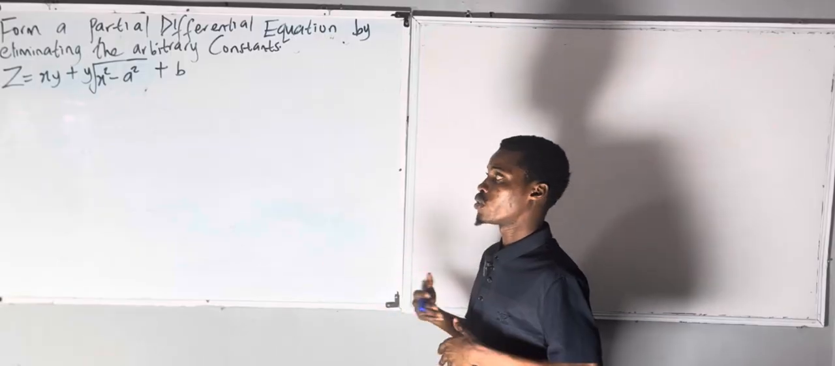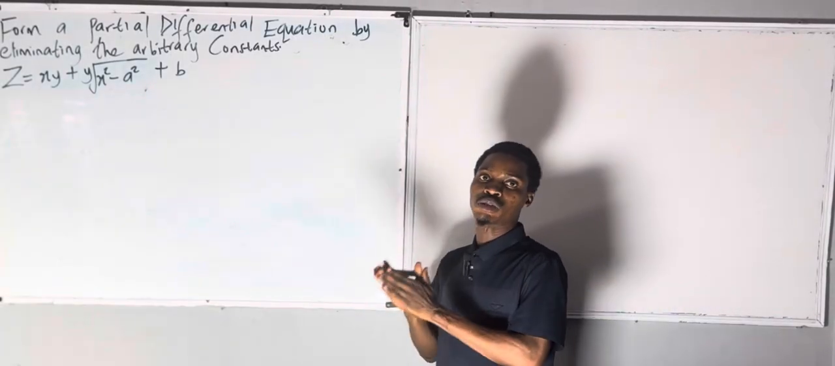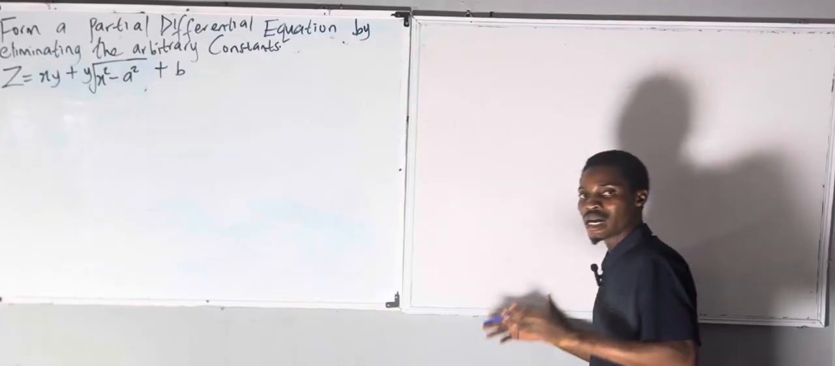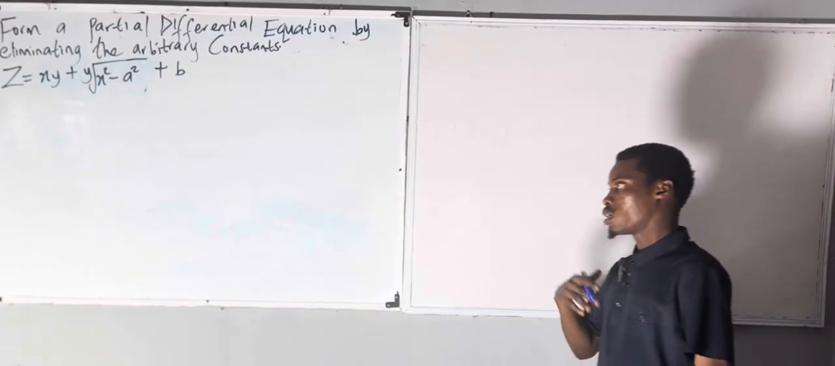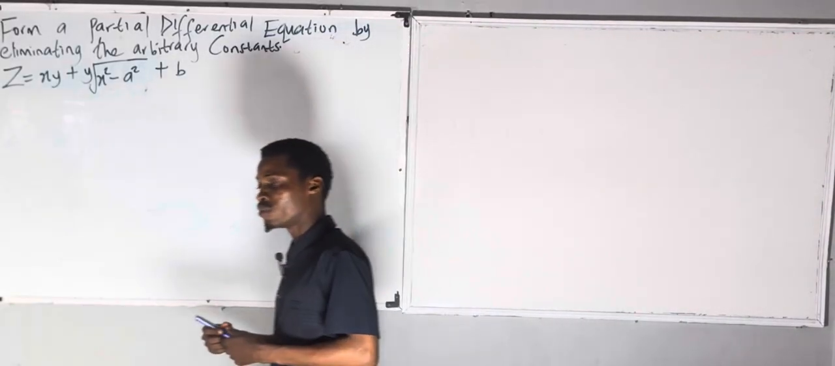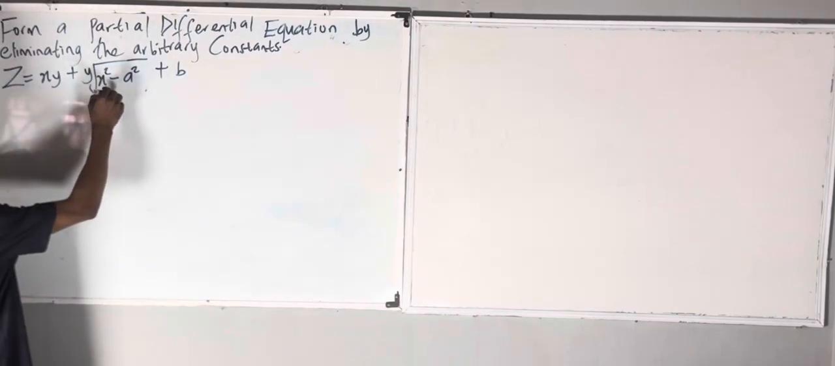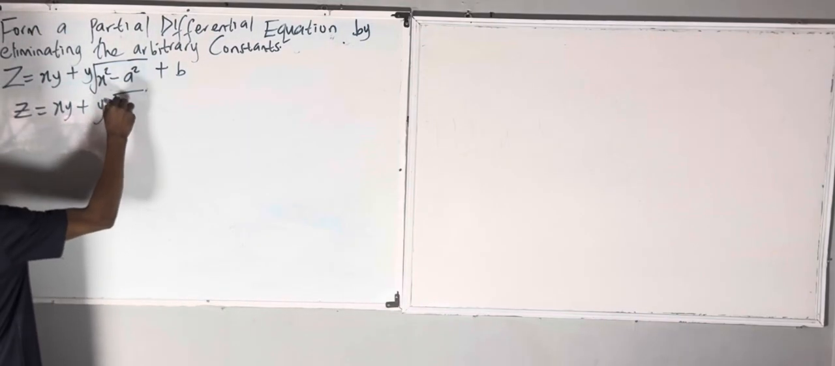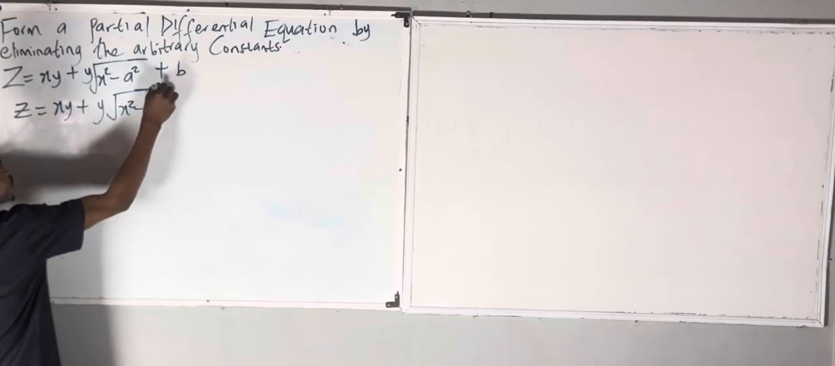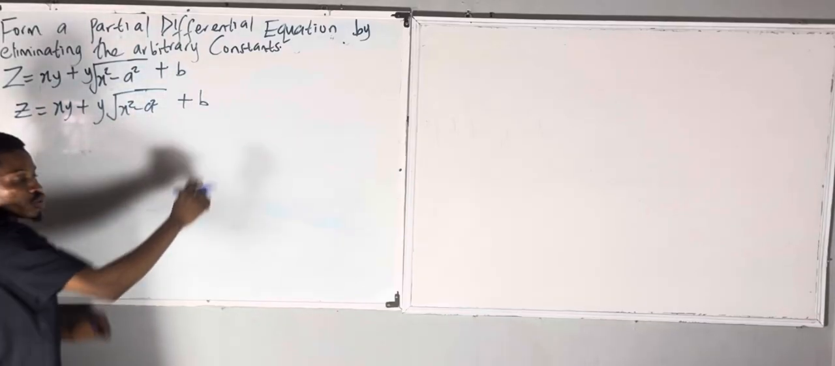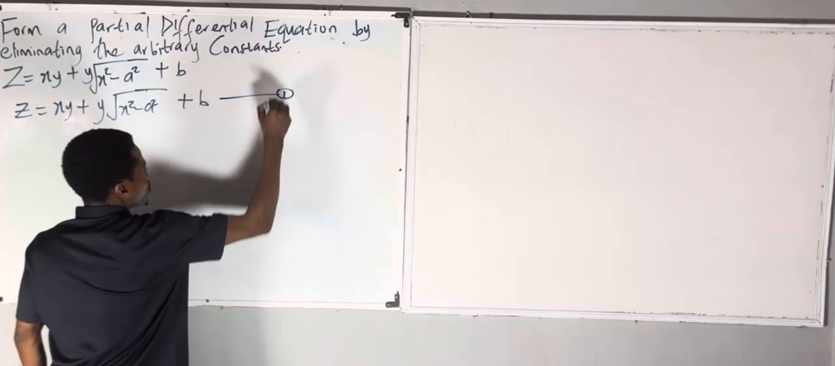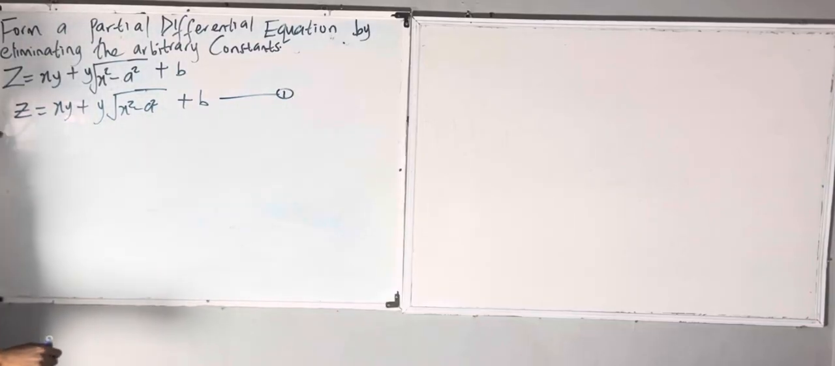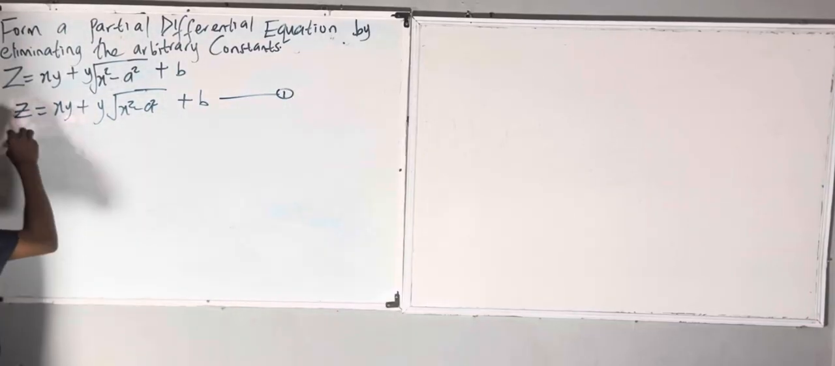That means we are going to differentiate two times, whereby we are going to differentiate partially with respect to x and as well partially with respect to what? With respect to y. So let us consider the given equation. z is equal to xy plus y root x squared minus a squared plus b. Let me consider this as equation 1. Then I'm going to differentiate partially with respect to what? Well, with respect to x.